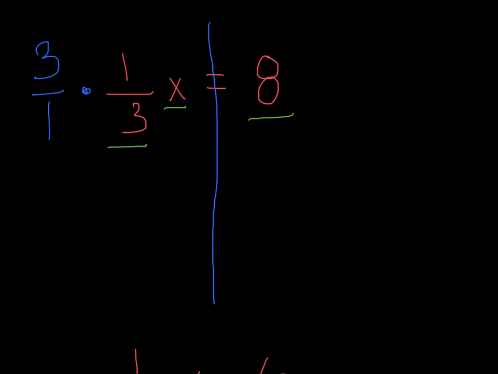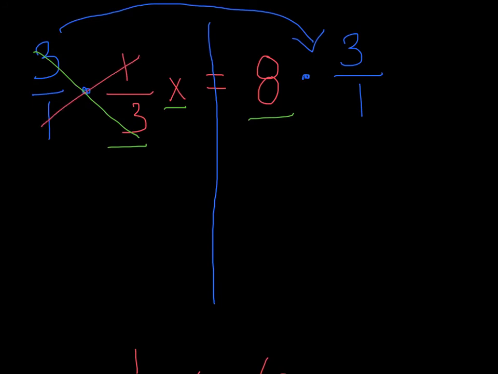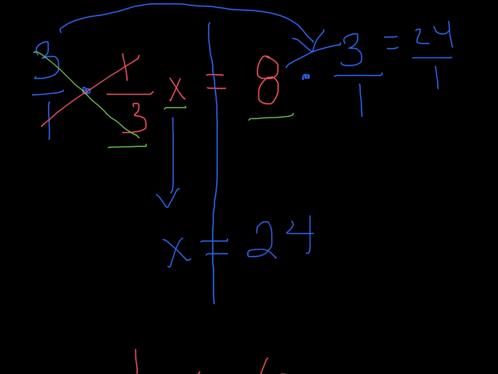Okay, whatever I do to one side of the equation, I need to do to the other. So I'm going to multiply 8 by 3 over 1. Okay, this cancels, that cancels. Okay, so I bring down the x. X is equal to 8 times 3, which is 24. 8 times 3 is 24, divided by 1, which again is 24. So the answer is 24.